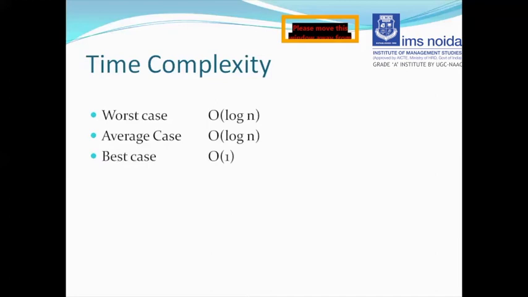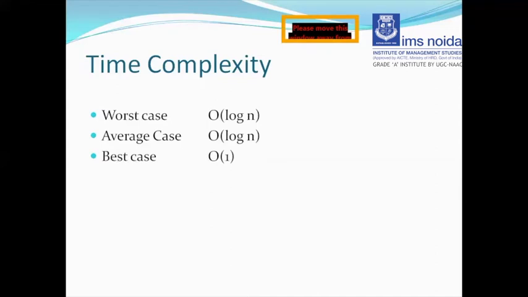Best case is that in which you find the element in one go. You find the element in a single attempt. So the best case complexity of this algorithm is O(1), you will find it on the first attempt. Average case is the case in which you find the element after quite a lot of searching. The time complexity of binary search in this case is O(log n).